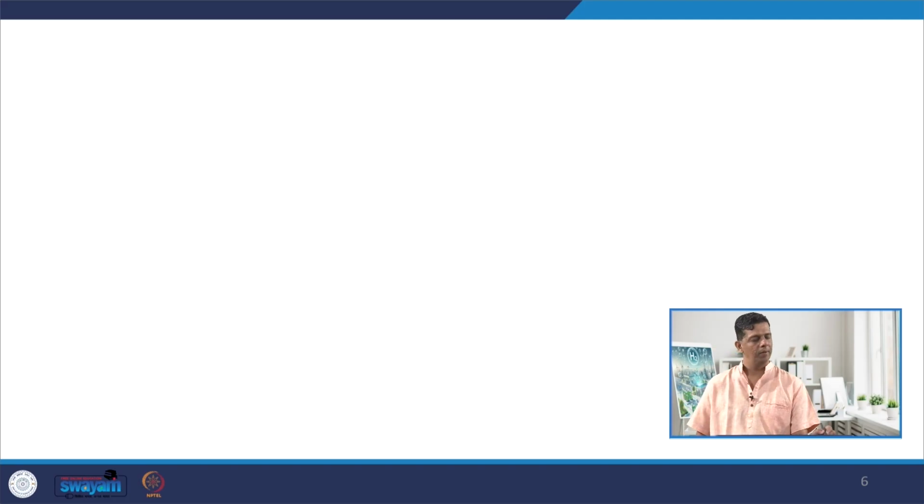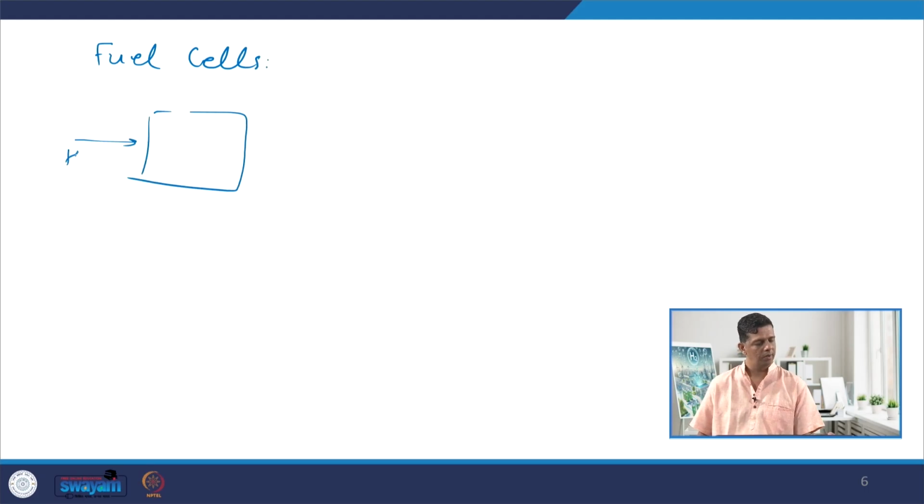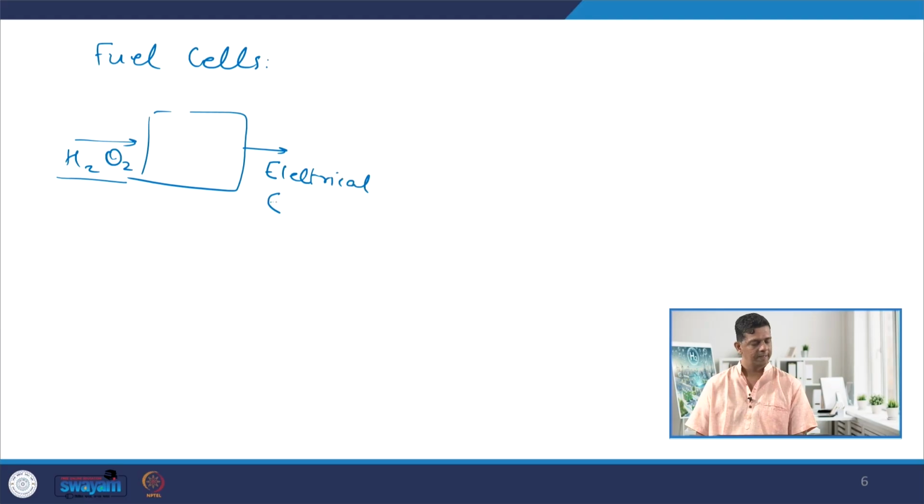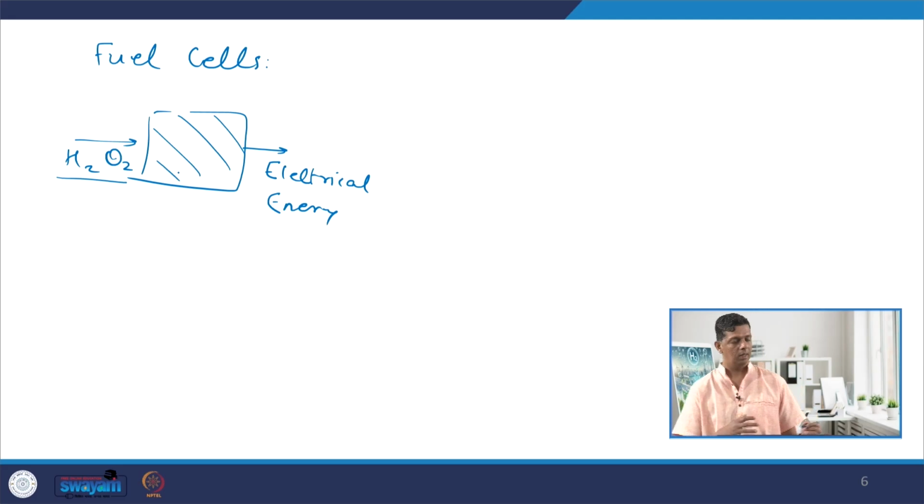So, if I simplify, if someone asks us what are fuel cells, you can say fuel cells are like a black box wherein fuel and oxidant are supplied, and the chemical energy of these reactant species is converted into electrical energy. So, you can see this is like a black box. Now, the entire course is all about what happens in this black box. So, this is what we will understand.